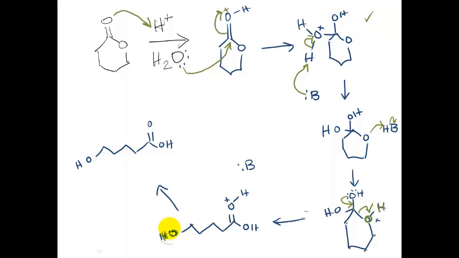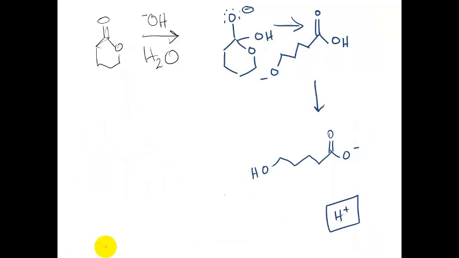And then in the very last step is all we need is to do our final deprotonation. So we're going to have the base pull off that proton and put the electrons back onto the oxygen, giving us our carboxylic acid molecule that, because this was a ring, our leaving group is an alcohol, and that's in the same molecule. So this here is the acid-catalyzed hydrolysis of an ester.